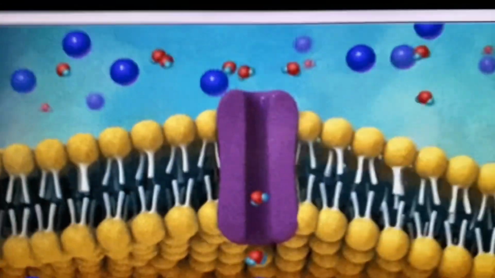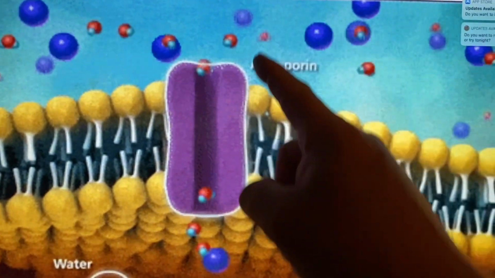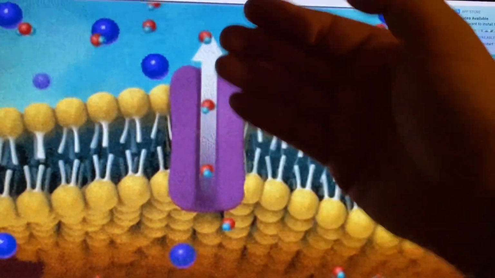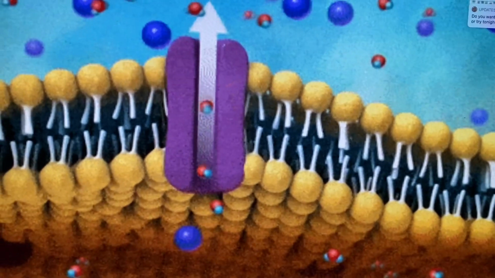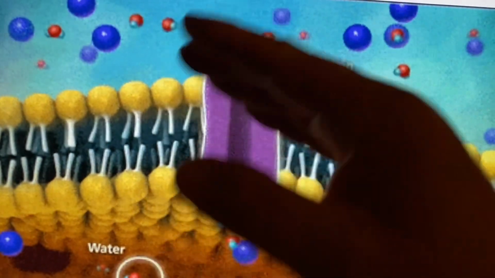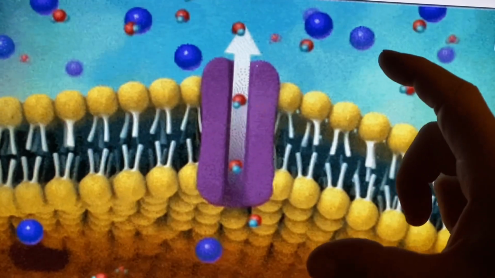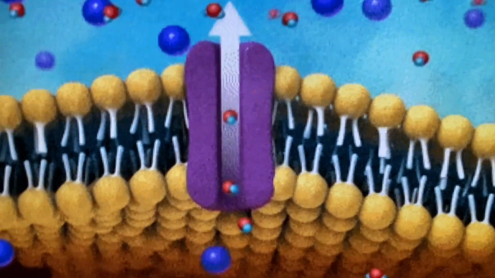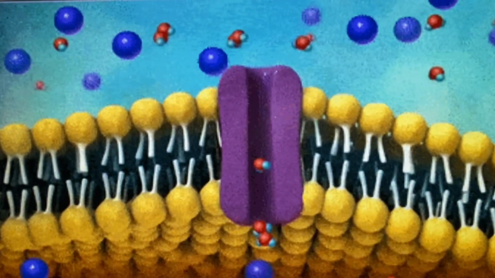What that means is if there's a lot of salt on the outside and not much salt on the inside, water will move from the inside out to balance the concentration of salt. So water moves, it's called osmosis, and water moves to balance out the concentrations of other solutes in and around the cell membrane, trying to keep it equal on both sides. That's called osmosis, which is a type of facilitated diffusion.